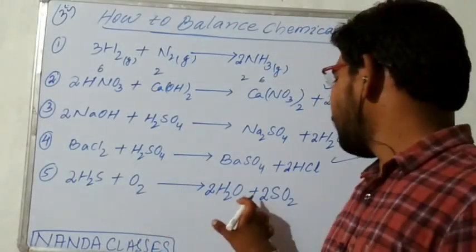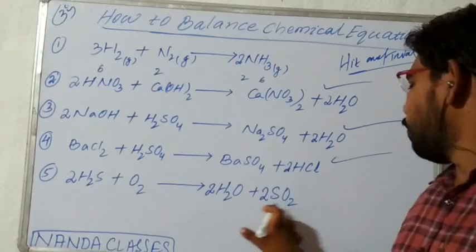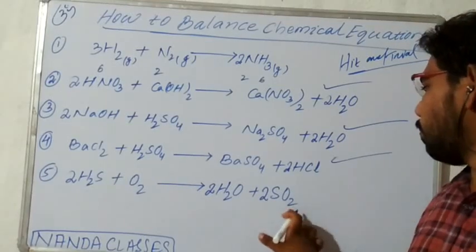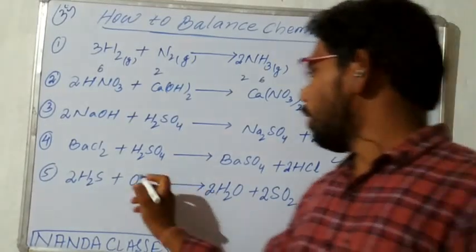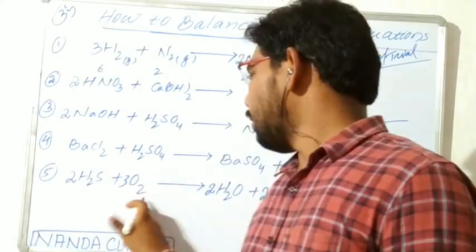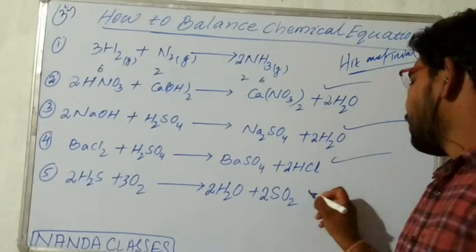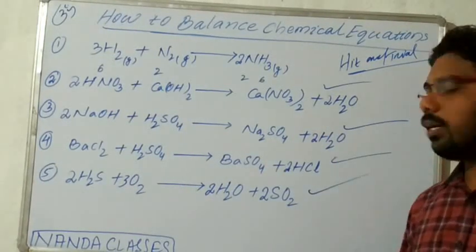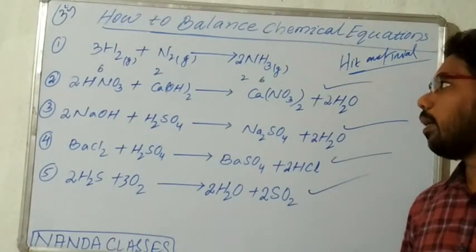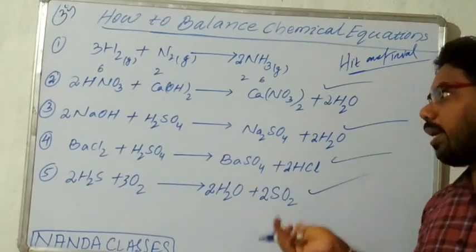Next, oxygens: on this side 2 into 2, 4, plus 2, 6. Then we have to multiply here by 3, then 3 into 2, 6. So these are balanced. The whole equation is balanced. Okay, and there are many more examples.